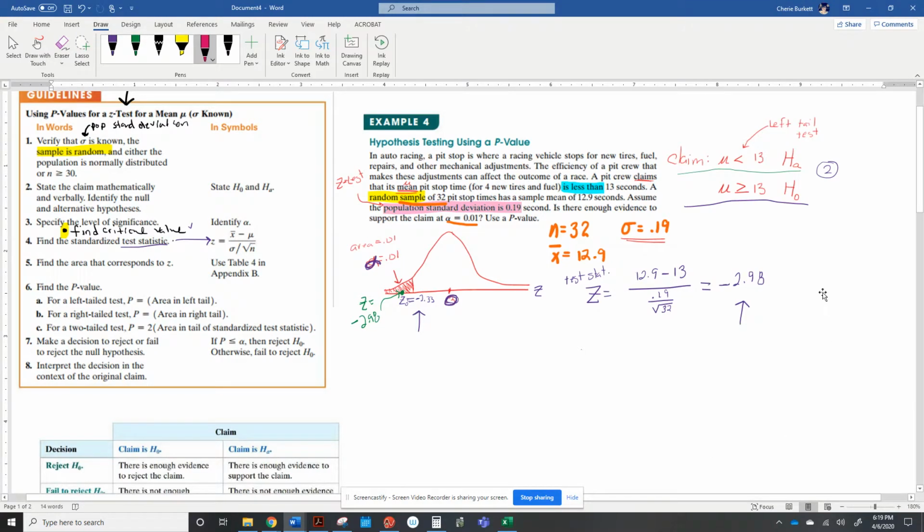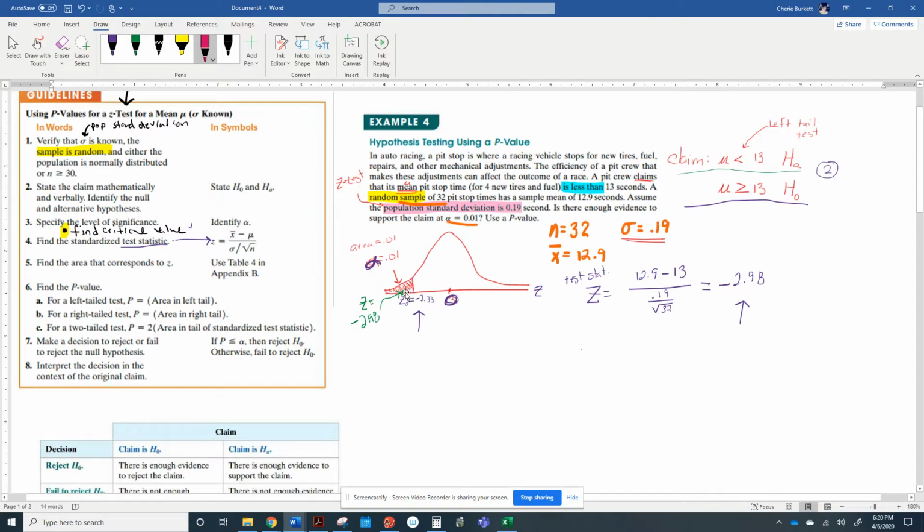Okay, so I stopped on the last one. We found the test statistic. I did go ahead and come over here and plotted the test statistic on the same number line where I had the mean of 0 and the critical value of negative 2.33 already plotted. This barrier right here is where the negative 2.33 is.